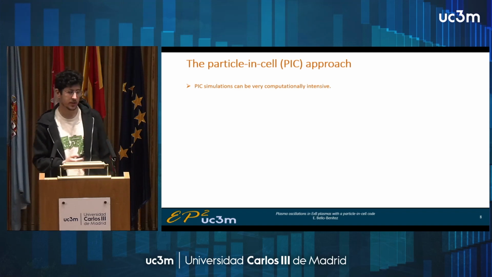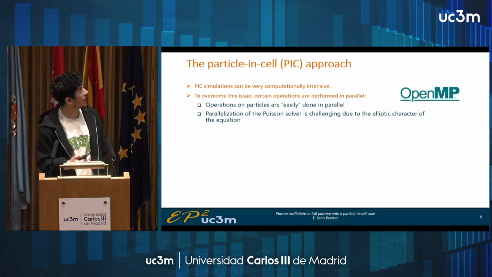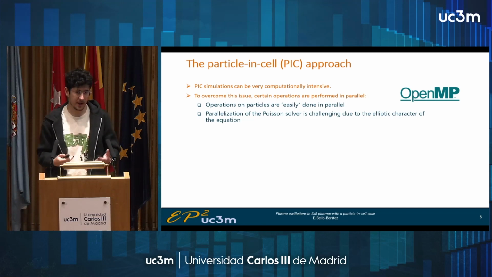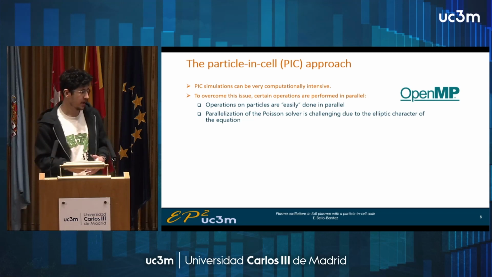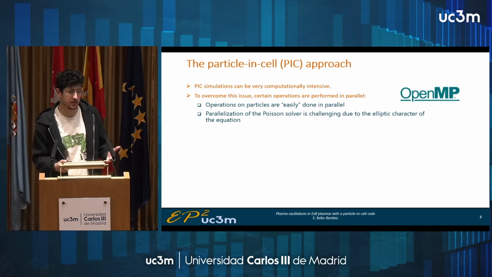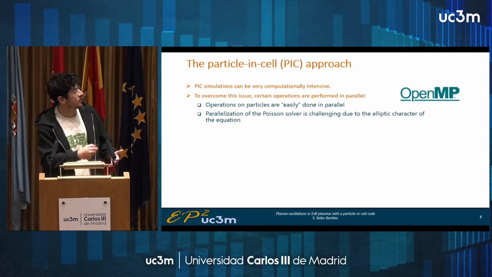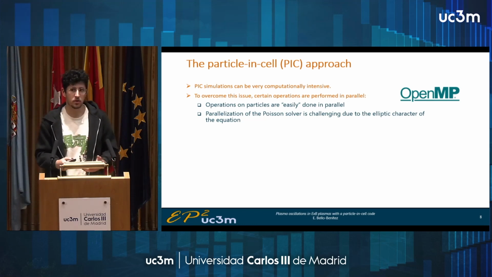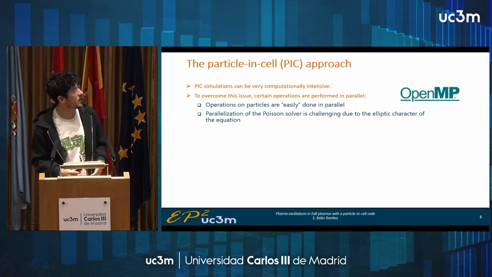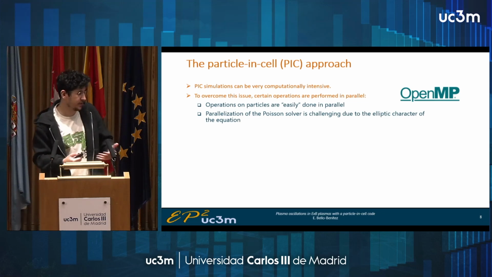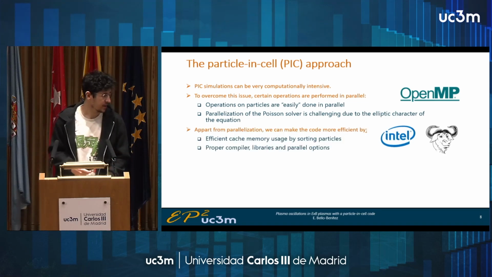So at the end, all these codes have to be parallelized. Okay, in our case, we used OpenMP. The good thing about particles is that in every step, each particle motion is independent from the others. So this is very easily done in parallel. The parallelization of the Poisson solver is more challenging because this equation is elliptic, and due to the nature of this equation, it's very difficult to do the parallelization, okay?